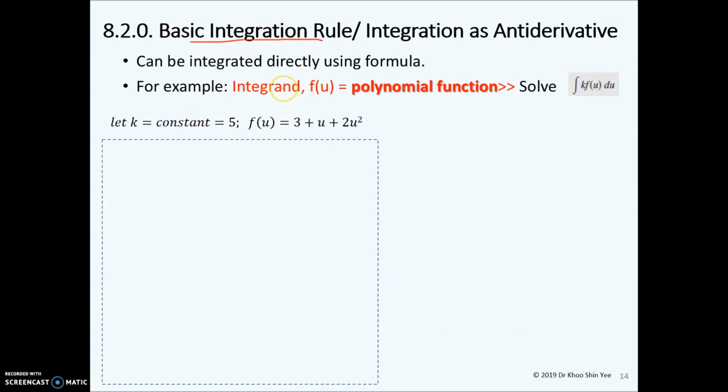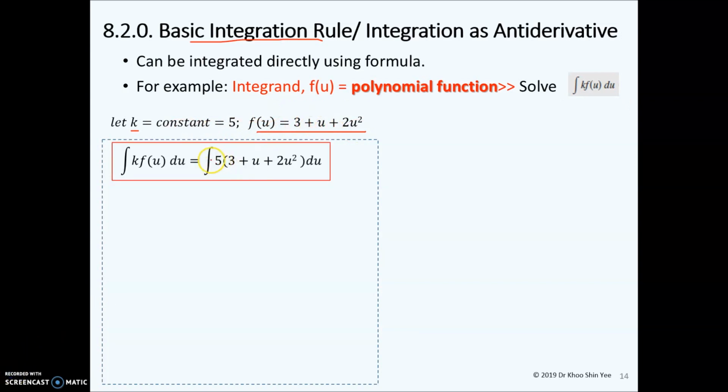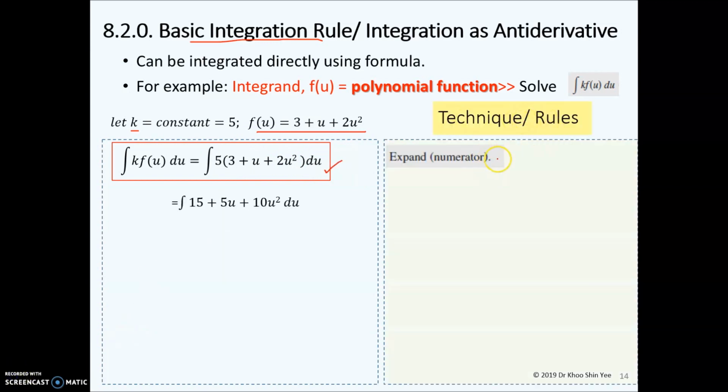So now let's try some example. Let k be the constant equal to 5. Let's say you have a function in u, which is this. So try to find the integration for this problem. On your right hand side, this is the technique that you can apply. First technique, expand. You can expand this. You get 15, 5u multiply 5 multiply 2, you get 10u squared.